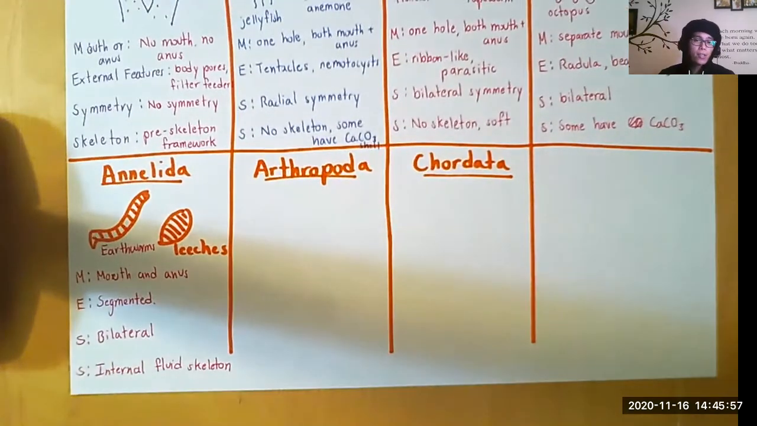And their skeleton is quite interesting. So it's not a rigid skeleton like that we have in our bodies. Instead, they have a fluid skeleton. Both our bodies and their bodies have internal skeletons, but theirs is fluid and ours is rigid. It's pretty interesting.